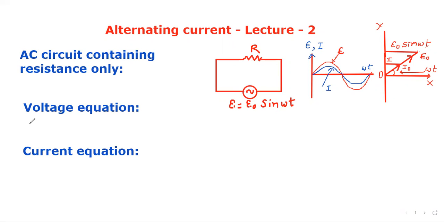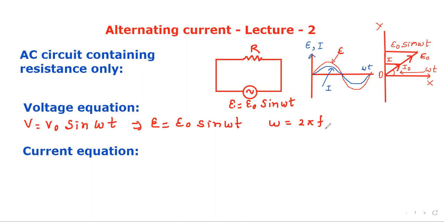So, the voltage equation is either V equal to V0 sine omega t or E equal to E0 sine omega t. Here, omega equal to 2 pi f. Current equation is I equal to I0 sine omega t. Current and voltage are in the same phase.